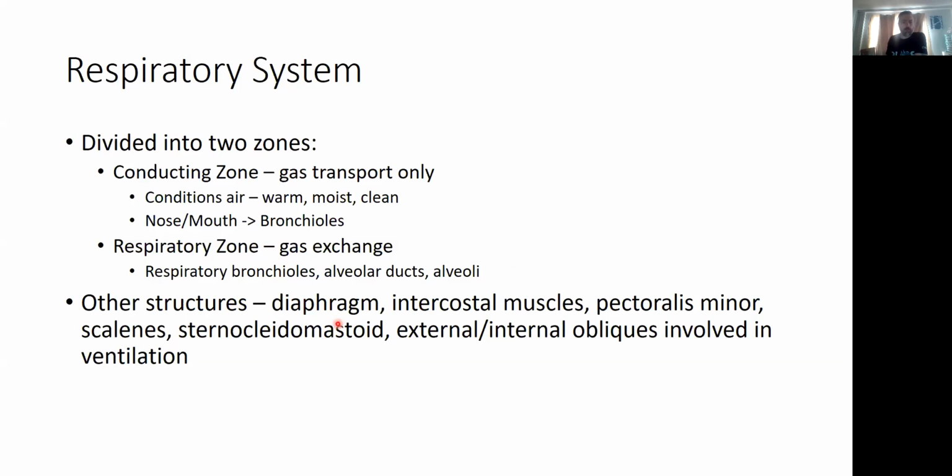So these are things like the diaphragm, your intercostal muscles. There are external and internal intercostal muscles. Pec minor, scalene, sternocleidomastoid, internal, external obliques. You know, these are the reasons that I had you guys learn these in class, right? Because they're having a role here in ventilation for us.